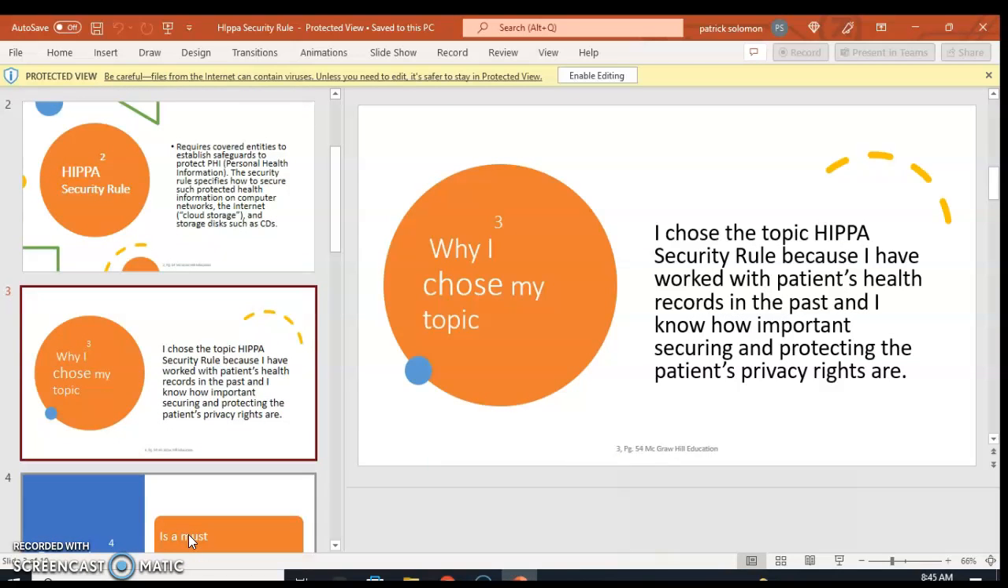I chose the HIPAA security rule because I've worked in the past with patient medical records, and I know how important it is to protect patient medical records.